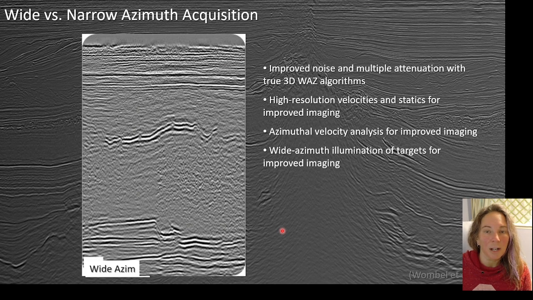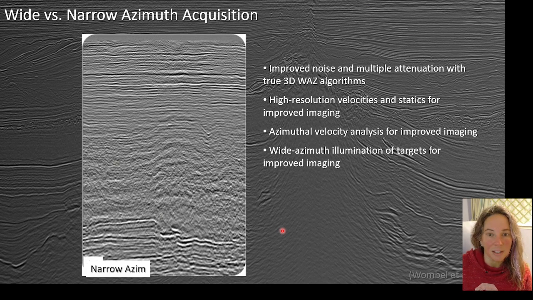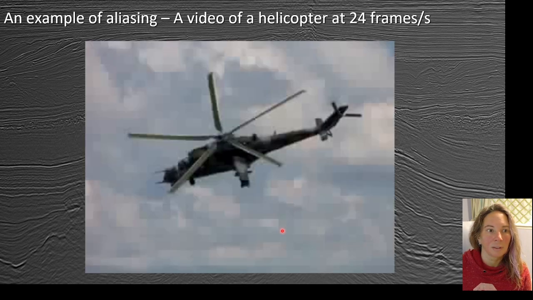So with the wide azimuth, you're able to do a better removal of correlated noise features such as ground roll and multiples. And then also you get higher fold in the wide azimuth survey. And that can help with your velocity analysis also. So narrow and then wide.